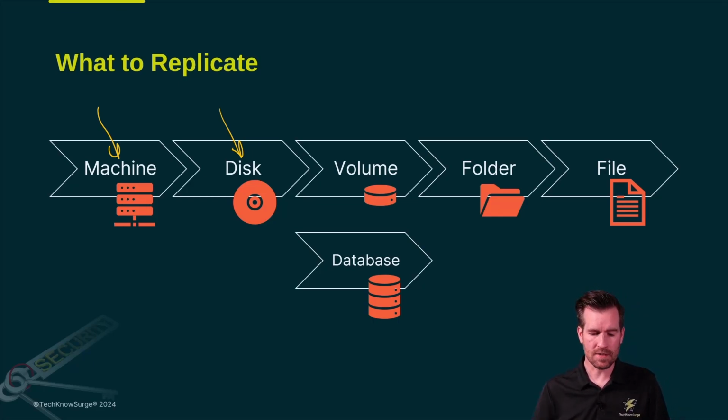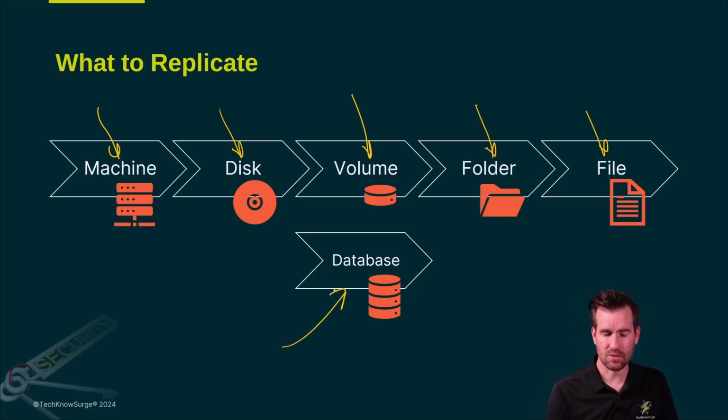Microsoft has volume shadow copy that will do volume level replication. Dropbox does a great job at folder or file replication. And then Microsoft SQL Server has availability groups to do database replication.